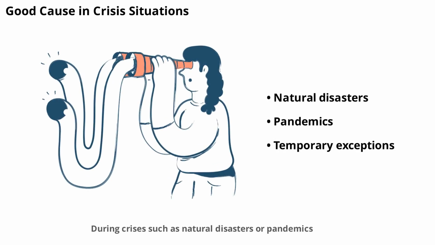During crises, such as natural disasters or pandemics, agencies may broaden their interpretation of good cause to accommodate widespread disruptions. This can include extending deadlines, waiving penalties, or granting exceptions for those affected. Understanding these temporary changes is important if you're navigating a crisis.